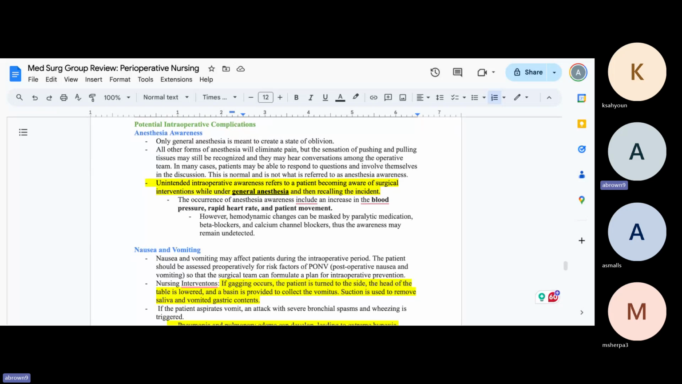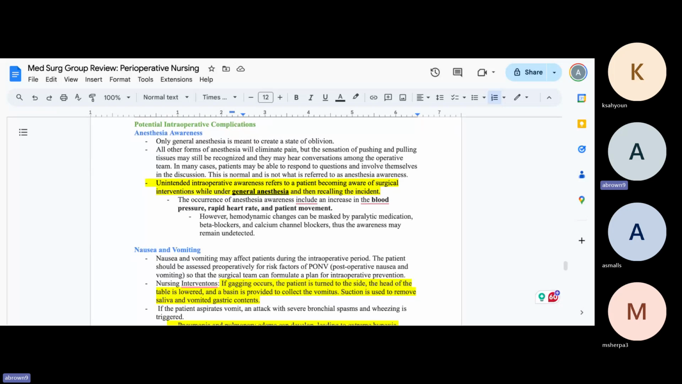So anesthesia awareness is when a patient is awake during general anesthesia. A patient should never be awake, or they should never be aware during general anesthesia. They shouldn't be moving or having any reflexes or shouldn't be awake at all. So some signs if they're awake or mildly awake would be an increase in blood pressure, rapid heart rate, the patient moving. However, hemodynamic changes can be masked by a paralytic medication.